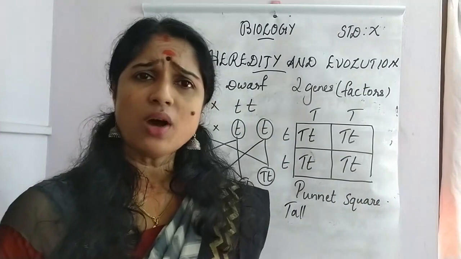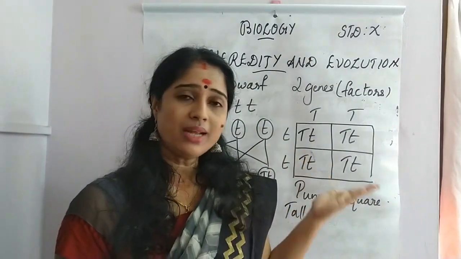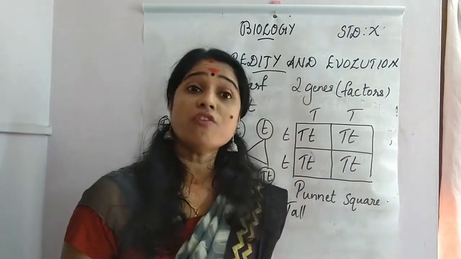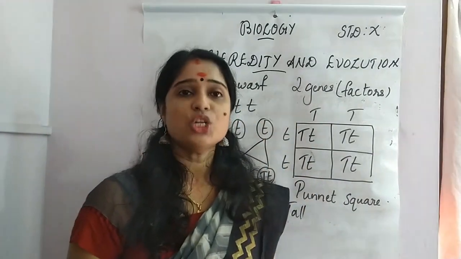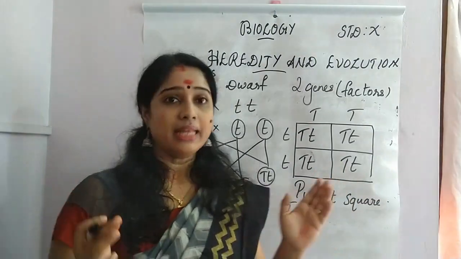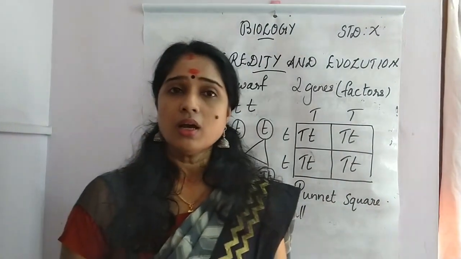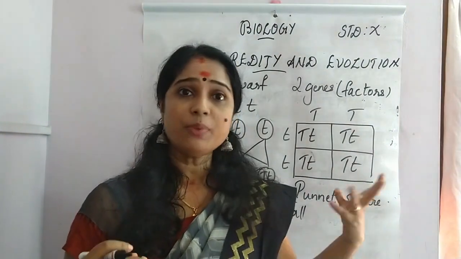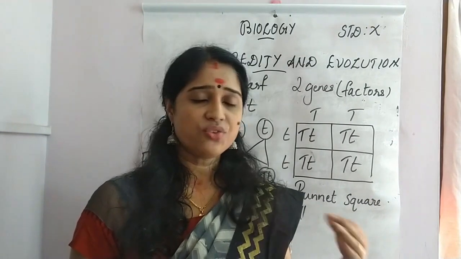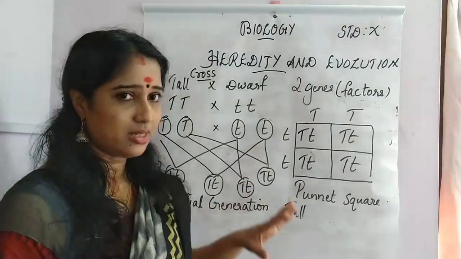Then what happened to this dwarf? One of the parents was dwarf. But what happened? In the first generation, no child or offspring showed what? Dwarfness. All the offspring that were produced were tall. Mendel was really surprised to see that, and he got really confused. What happened to that dwarfness? Where did it go? And he was really in a confused stage. So, up to here, I will tell once again.